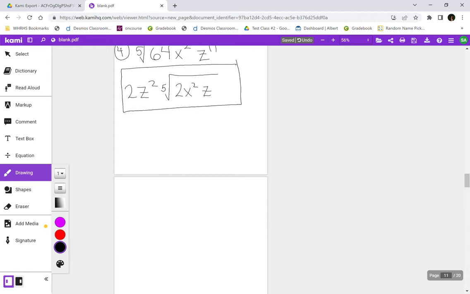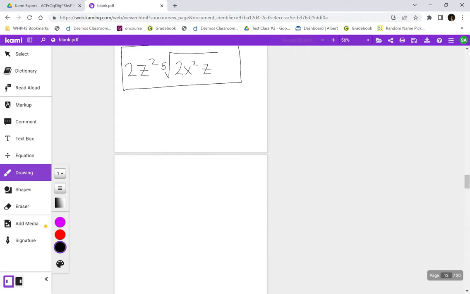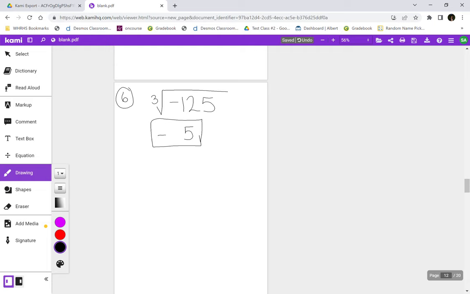All right, now, if the index is odd, we can have a negative underneath. So if I have the cubed root of negative 125, because can't there be a number times itself 3 times that will end up being negative? Yeah. So what times itself 3 times will give us a negative 125? A negative 5.